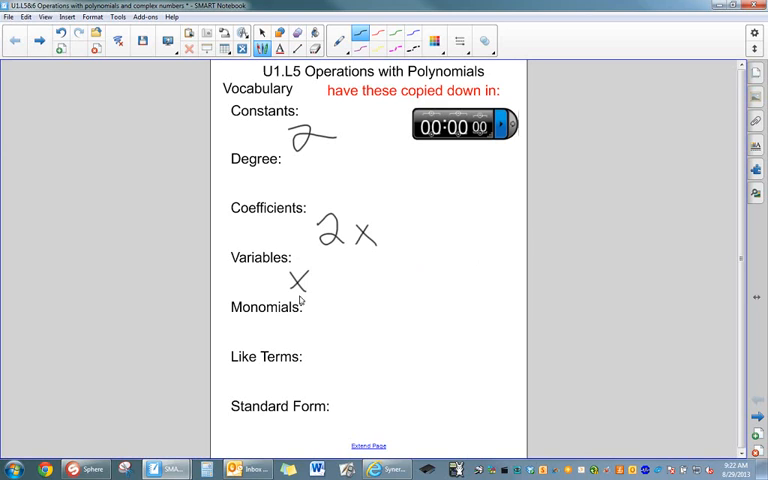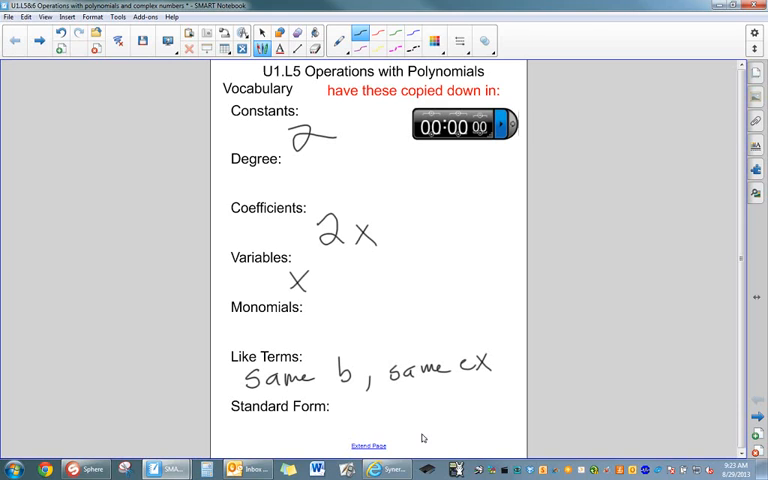How about, what are like terms? What's an example of like terms? 2x and 2x. Like terms have the same base, same exponent. Right? Like y squared and y squared, or x to the 14th and x to the 14th.